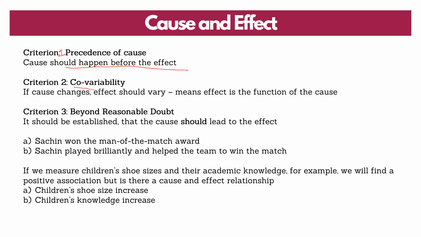This is the most important thing, covariability, which means if the cause changes, the effect should vary. It means the effect is a function of the cause. Very simple, right? If the cause changes, the effect should vary. If this is established, then 90% you can be sure that there is a cause and effect relationship. This is the most important criteria. If this is fulfilled, 90% of the chances are that the two follow the cause and effect relationship.